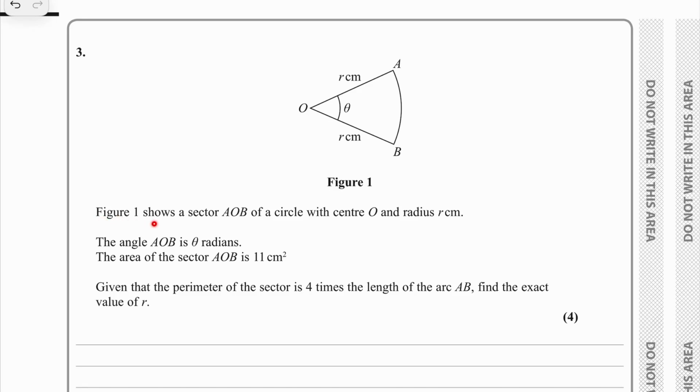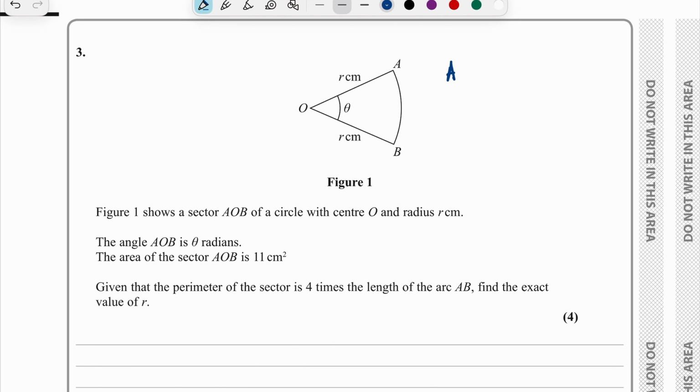We're told that figure 1 shows the sector AOB of a circle with centre O and radius r. The angle AOB is theta radians, and the area of the sector is 11 centimeters squared. Given that the perimeter of the sector is 4 times the length of the arc AB, find the exact value of r.